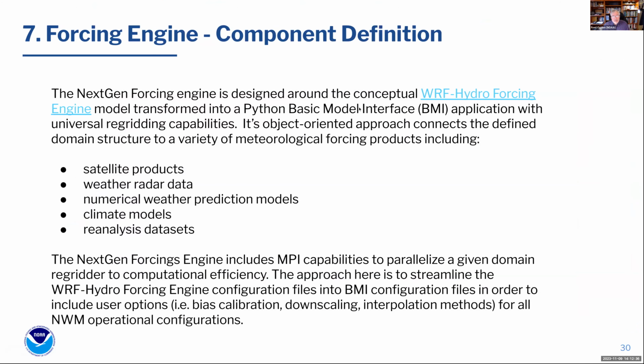We designed it around the conceptual WRF-Hydro forcing engine, transformed into a Python Basic Model Interface application with universal regridding capabilities. Its object-oriented approach connects the defined domain structure to a variety of meteorological forcing products, including satellite, numerical weather data, weather prediction models, climate models, and reanalysis data sets. The forcings engine includes MPI capabilities to parallelize a given domain regridder for computational efficiency. So it's had a lot of thought put into it.